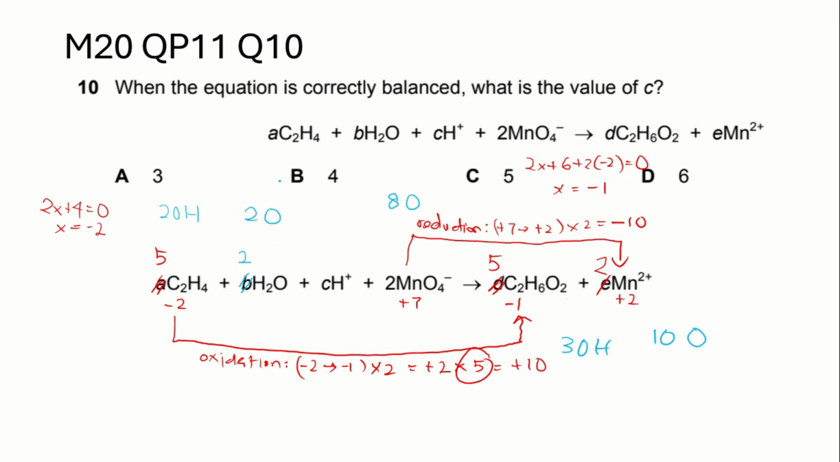2 multiplied by 2, 2 water molecules will give me 4 hydrogen. I should get 30 hydrogen in total. Here in total I have 24 hydrogen. 6 more hydrogen has to come from the hydrogen ion, so C is 6. Our answer for this question is D.